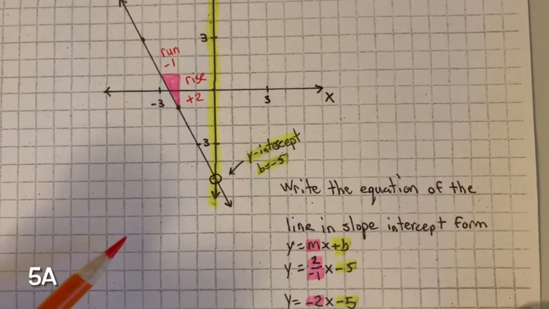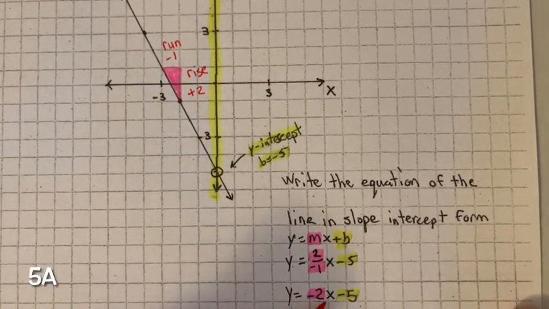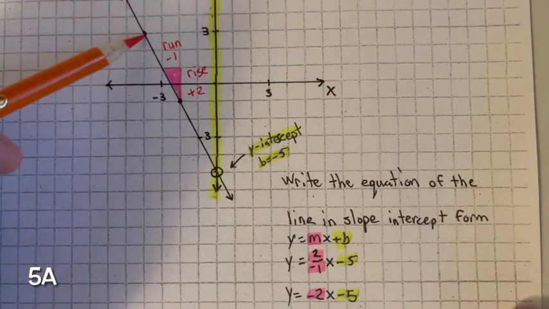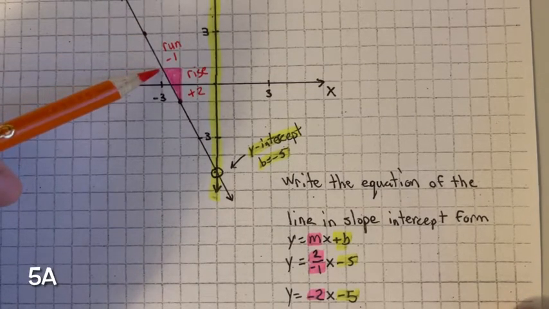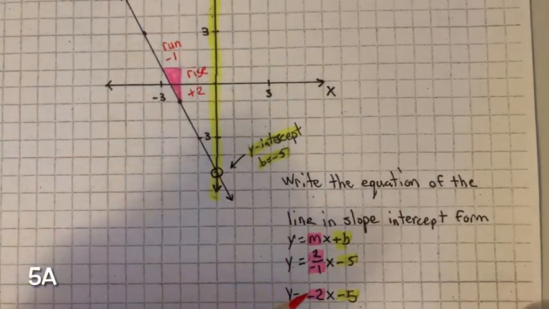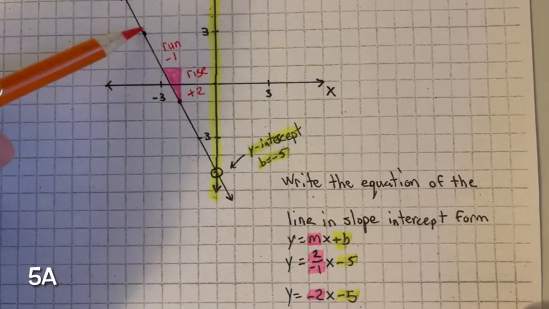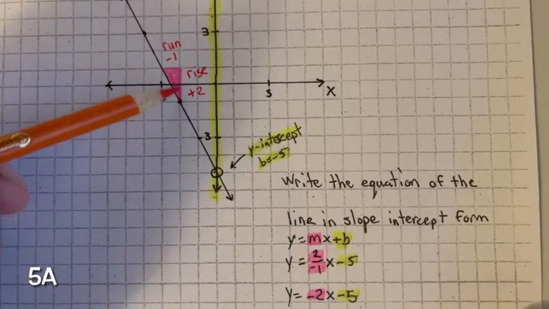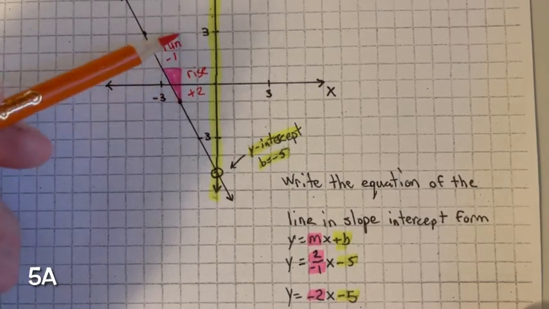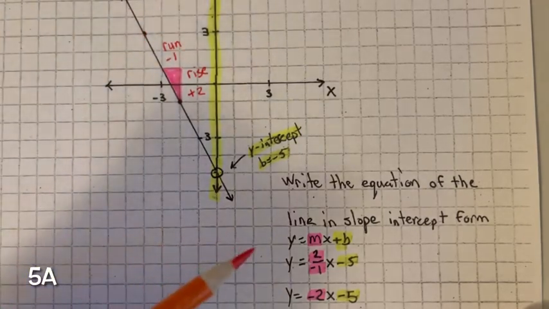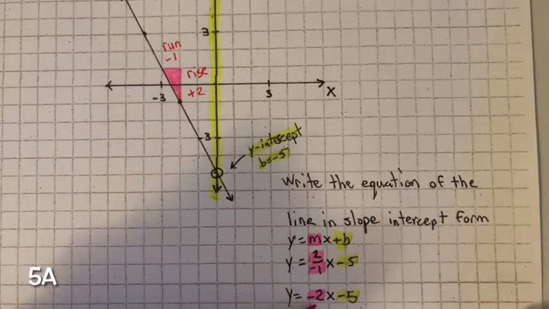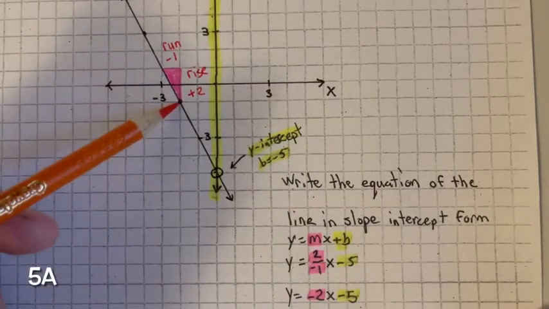2 over -1 simplifies to -2. I also could do -2 and +1. -2 divided by +1 is still -2. I could also do, and again, any 2 lattice points, rise 4, run -2. Well, 4 divided by -2 is still -2. So it's any 2 lattice points.